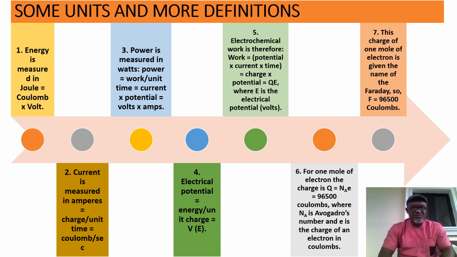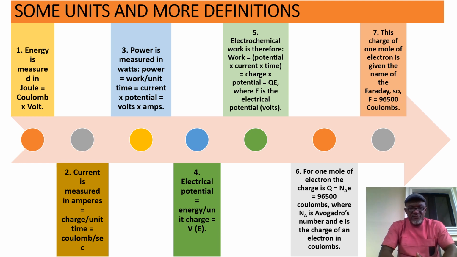We can define energy. Energy is measured in joule, and joule is equal to coulomb multiplied by volt. Current is measured in amperes, which is charge per unit time. That is the unit of coulombs per second. Power is measured in watts. That is, power is equal to work per unit time, which is also current times potential, measured in volts and amperes. That's volt multiplied by amperes. Remember, amperes is current.